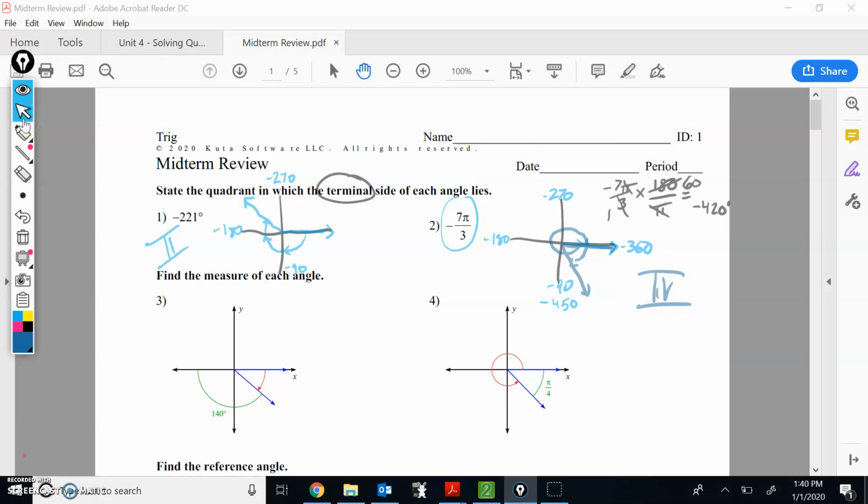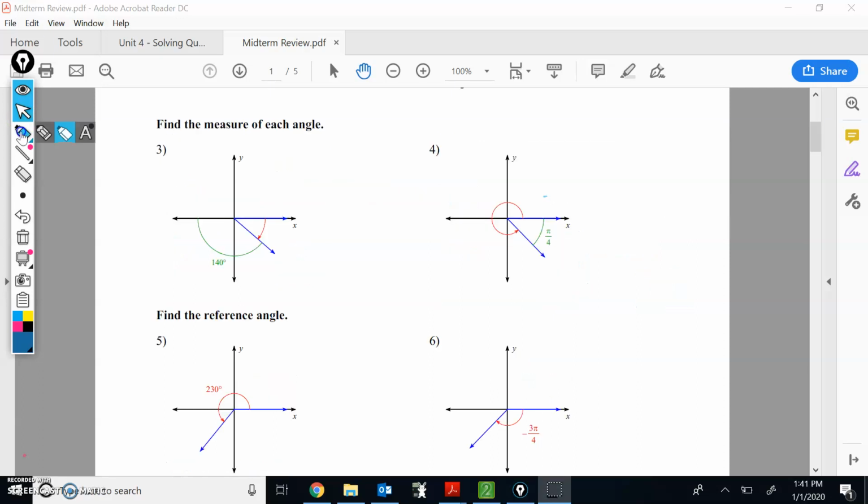Write down any questions you have about 1 and 2. Let's go to 3 and 4 for this video. 3 and 4, we have to find the measure of the angle. We have to find this part right here. We're given that 140 is from here to here, but we know a straight line is 180 degrees. So 180 minus the 140 gives us a leftover of 40 degrees right there.